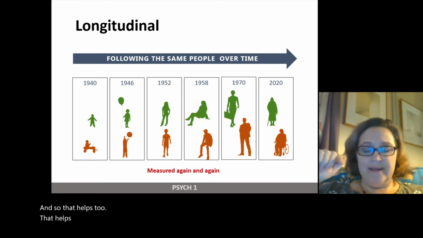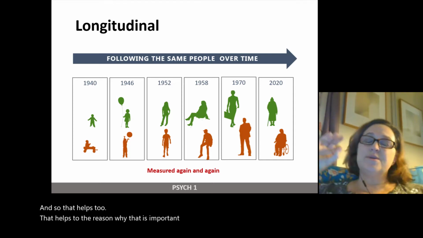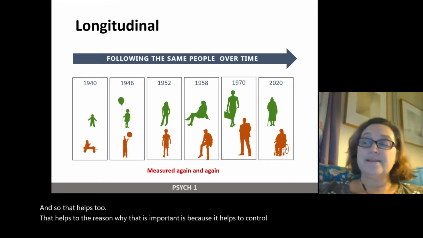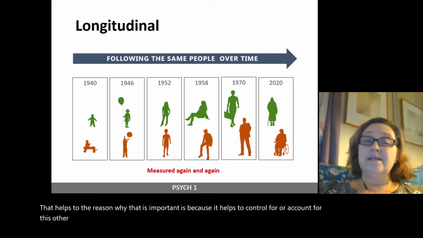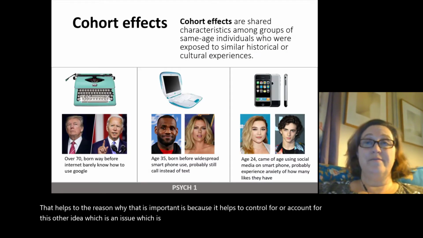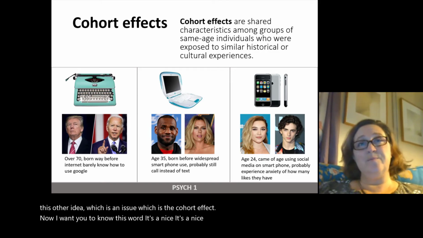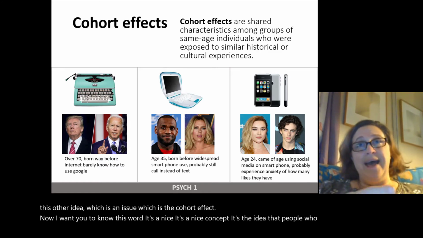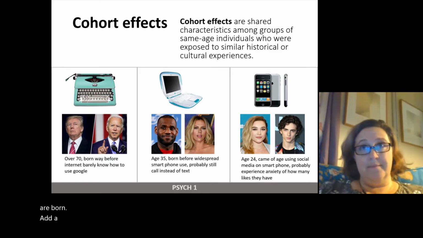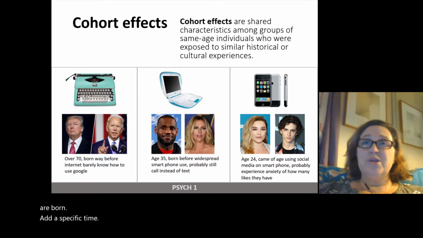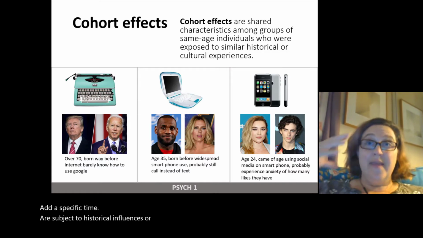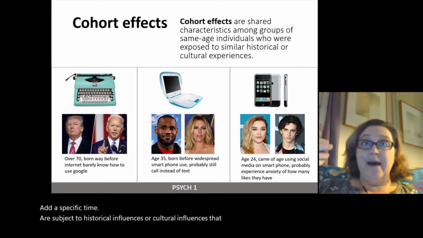The reason why that is important is because it helps to control for or account for this other idea, which is an issue, which is the cohort effect. Now, I want you to know this word. It's a nice concept. It's the idea that people who are born at a specific time are subject to historical influences or cultural influences that actually influence how they behave.